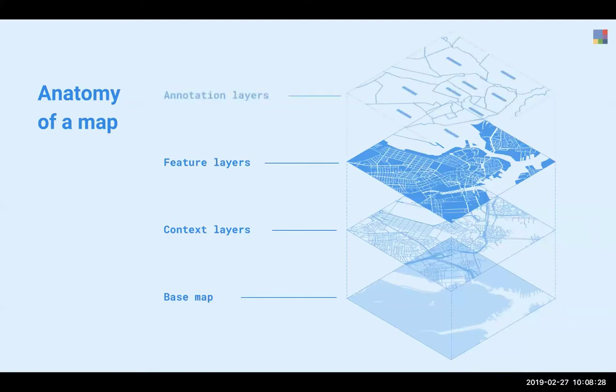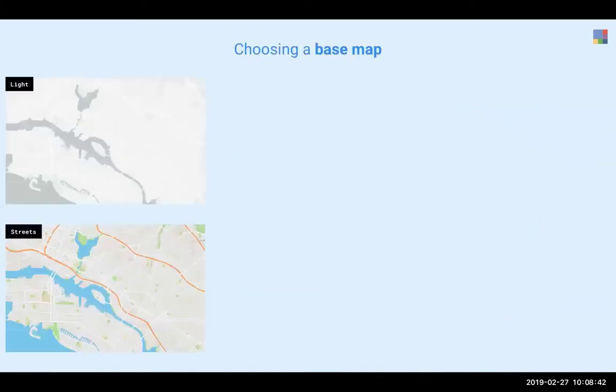Lastly, annotation layers help provide additional reference for the primary focus of the map. For example, if my map compares characteristics between neighborhoods, I would have an annotation layer that shows boundaries and labels for those neighborhoods. All right, so let's dig into some of the details around choosing a base map.